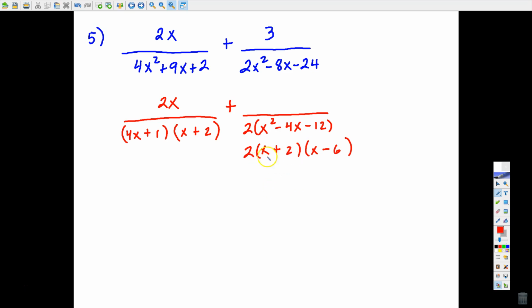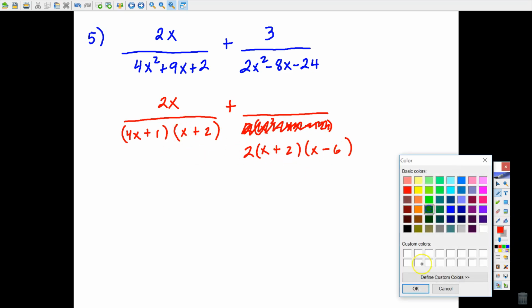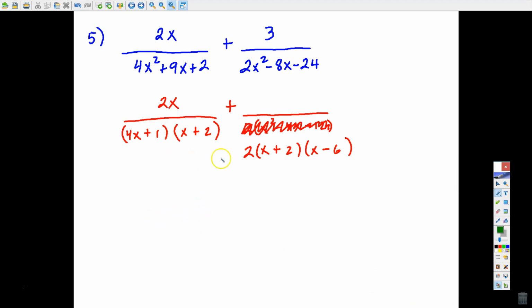All right, so my factored form, actually I'm just going to mark this out so I don't have 2 of these to look at, but it's the factored form that will help us come up with the LCD easier. So I'll go with green for my LCD. So the LCD looks like it's going to be 2 times 4x plus 1, x plus 2. Since that's already a shared or a common factor, I don't need to write it twice, and then I'll include x minus 6. Okay, that is my LCD.